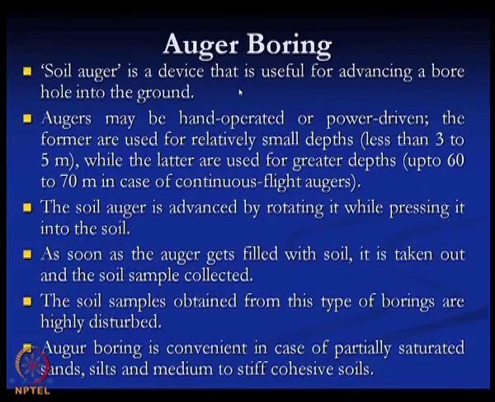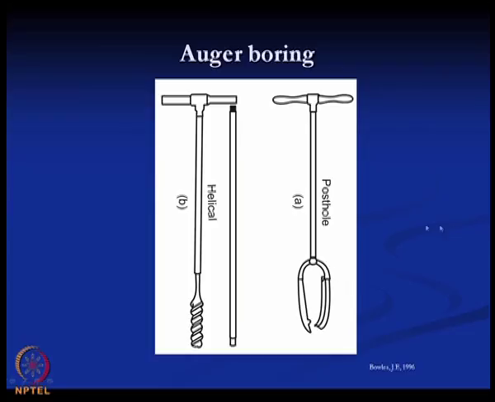Now, what is auger boring? The soil auger is a device that is useful for advancing a borehole into the ground. This is a typical figure of the auger boring augers. This is the post hole auger and this is the helical auger, and this is the rod which can be attached here to reach the required depth. The length of the auger we can increase by putting this rod here.